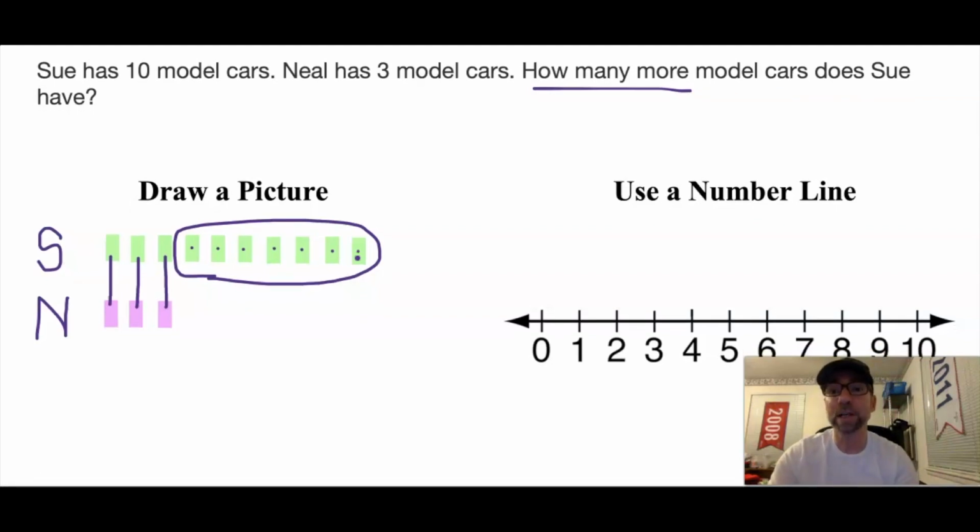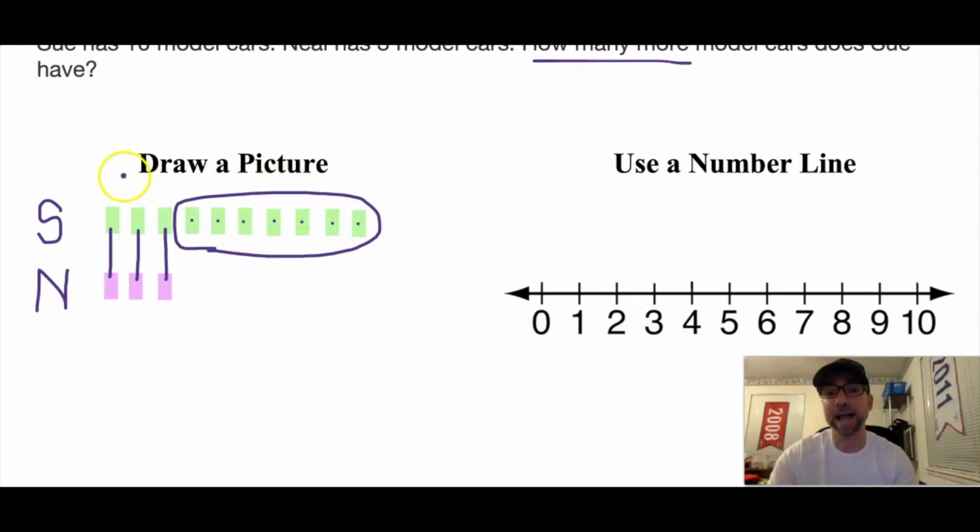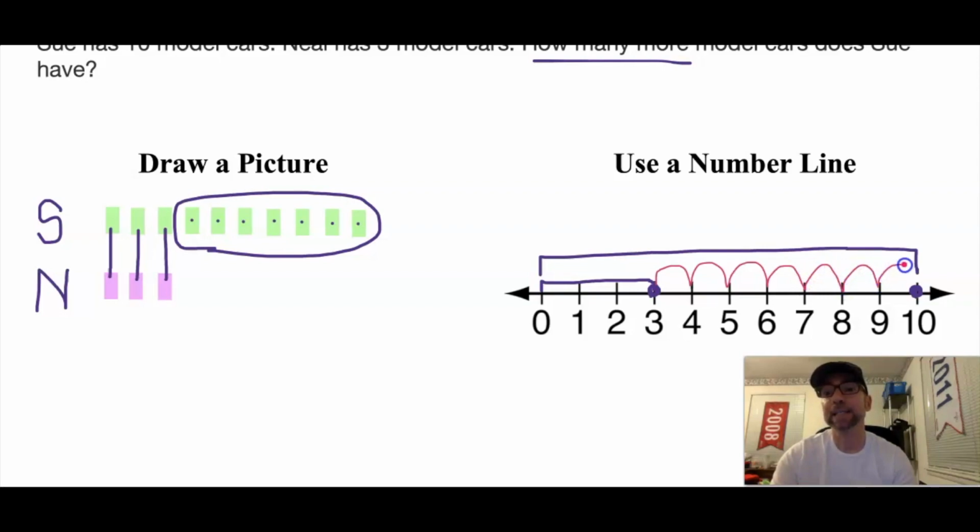Now we can also use a number line to solve this problem. Neil had 3 cars, so I put a dot at 3. And Sue had 10 cars, so I put a dot at 10. So Neil had these 3 cars right here. And Sue had 10 cars. So when I want to find the difference, I have to hop and connect the dots. 1, 2, 3, 4, 5, 6, 7. So we can use a picture or a number line to solve a subtraction problem.